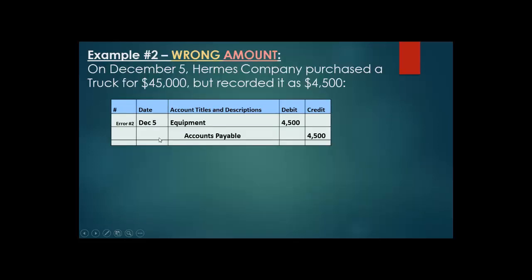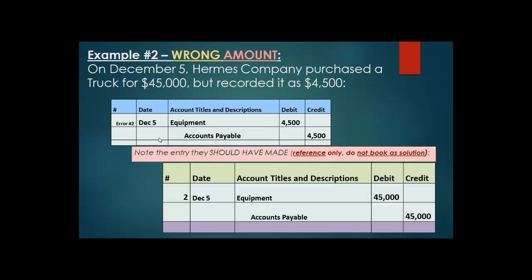Let's do another one. On December 5th, Hermes Company purchased a truck for $45,000, but they recorded it as $4,500. So this is an error of the wrong amount. The correct entry should have been debit equipment, credit accounts payable, which they did do, for the full amount. Now again, this is just for reference. Do not book this entry. We want to book the adjustment.